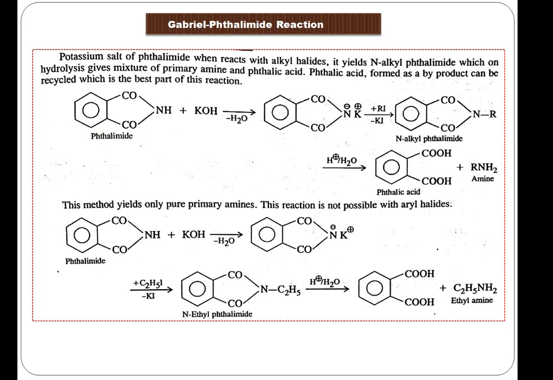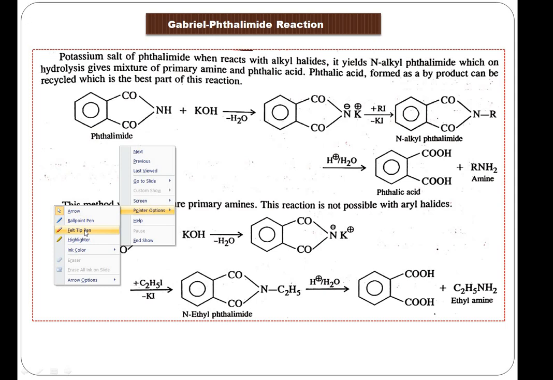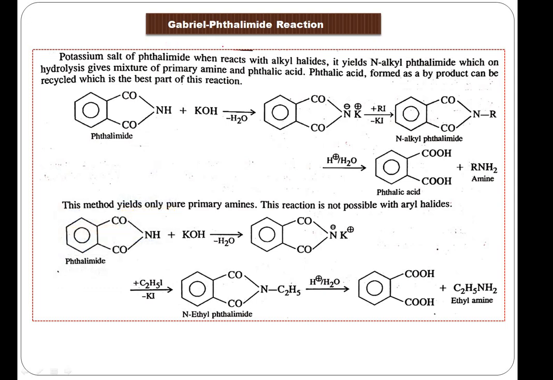So your first reaction is the Gabriel Phthalimide reaction. Let me take the pointer out. In this case, we need the potassium salt of phthalimide. This is our reactant, or you can say substrate, the potassium salt of phthalimide. Now in this reaction, I have shown the preparation step: from this to this is the preparation step of the potassium salt of phthalimide.